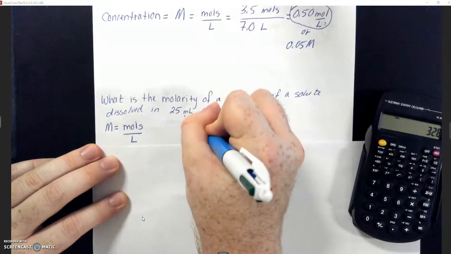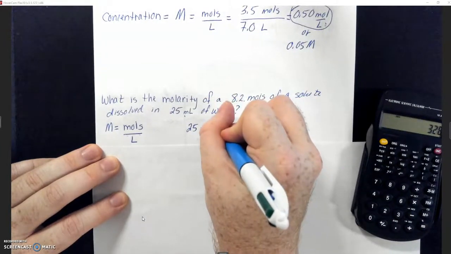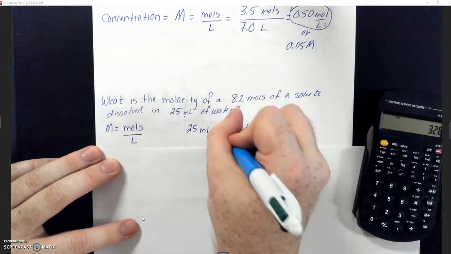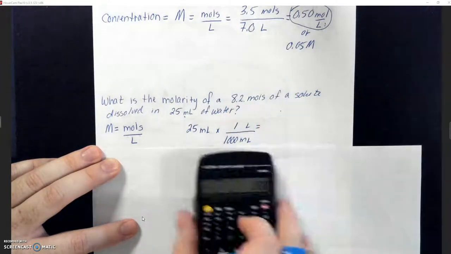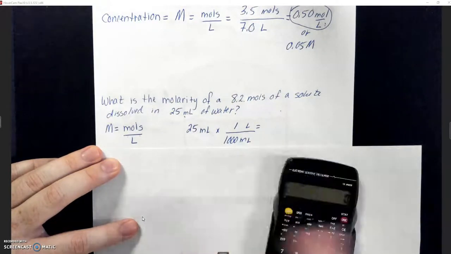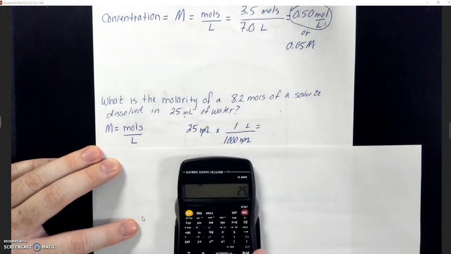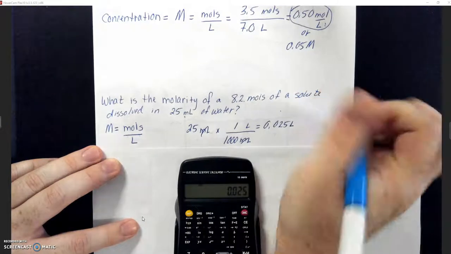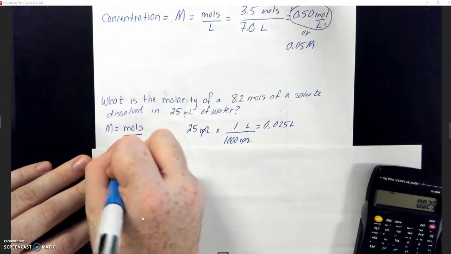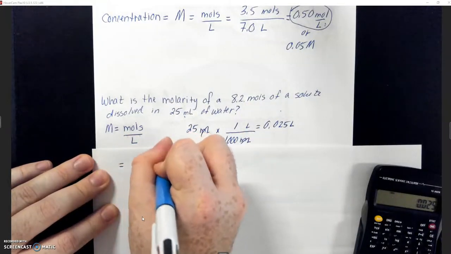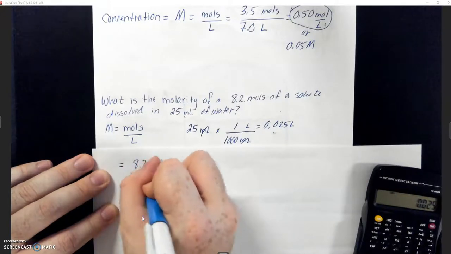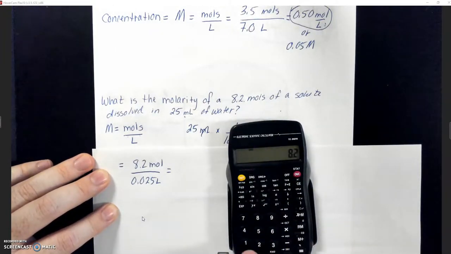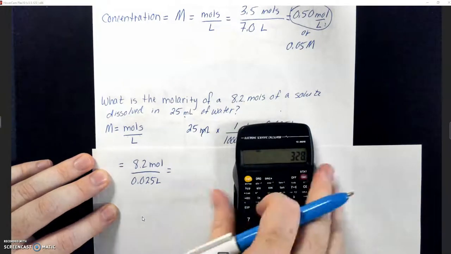So let's say we had 25 milliliters. We need to convert those to liters. You know that there are 1,000 milliliters to every 1 liter. These cross cancel. 25 divided by 1,000 is 0.025 liters. You know that molarity is moles per liter. It's 8.2 moles for every 0.025 liters. If you were to divide that out on your calculator, 8.2 divided by 0.025, you would have got 328.